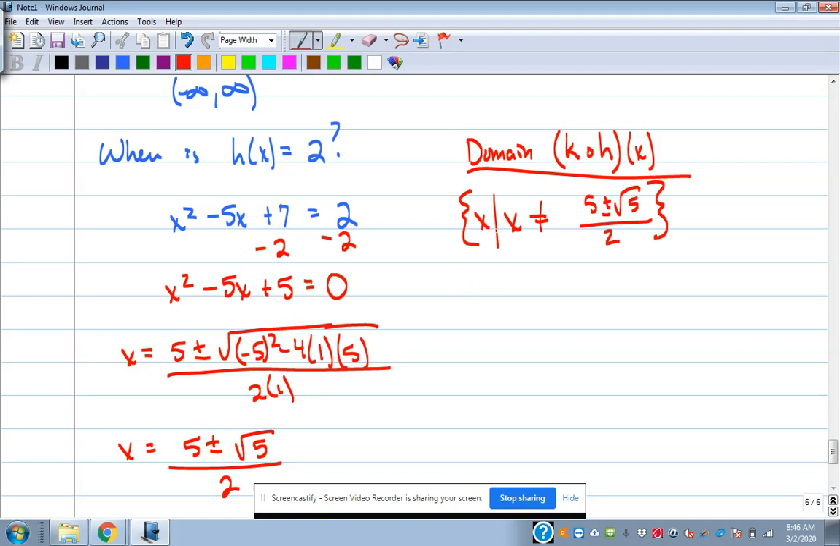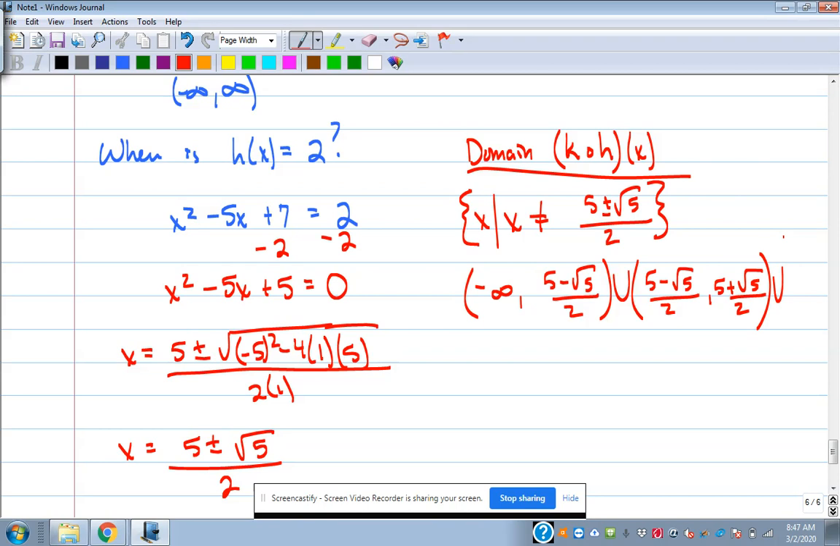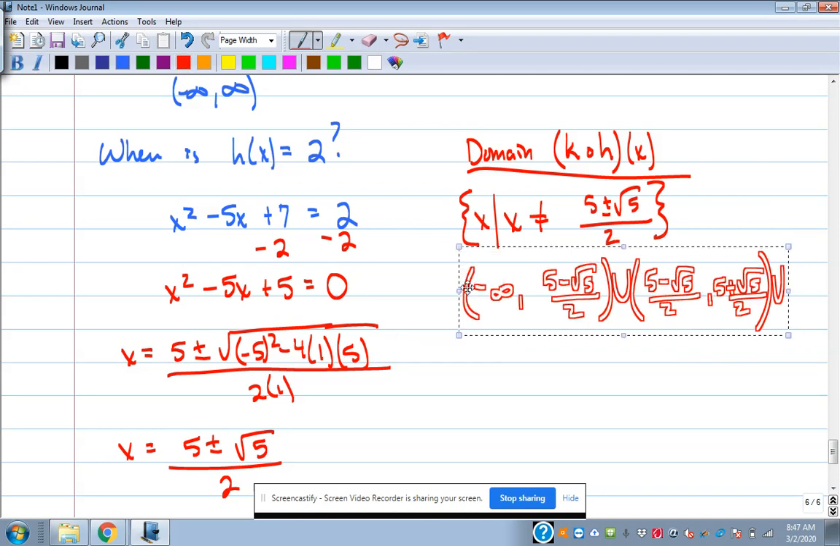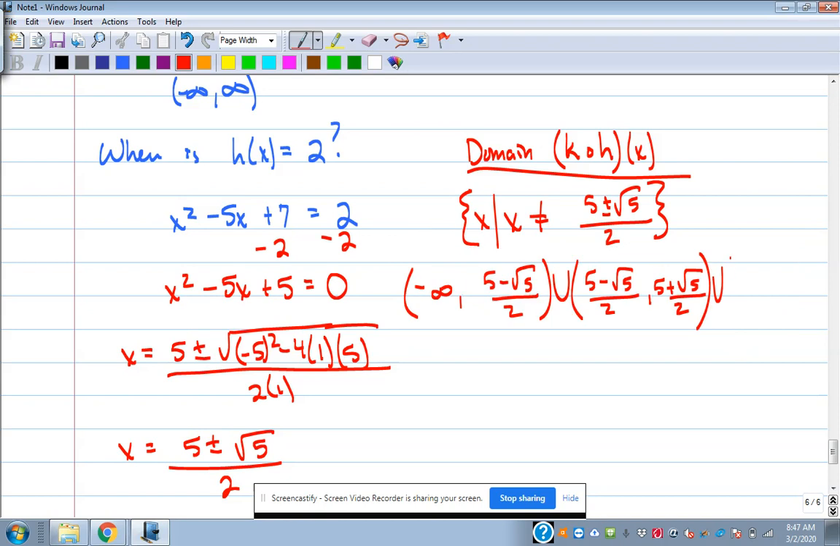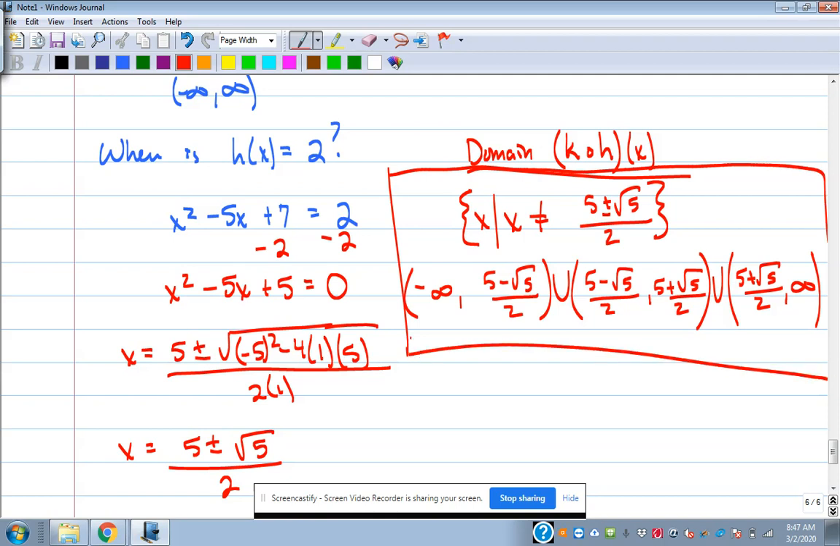Interval notation for that. 5 minus the square root of 5 over 2 is going to be the smaller one. So that'd be negative infinity to 5 minus the square root of 5 over 2, union 5 minus the square root of 5 over 2 to 5 plus the square root of 5 over 2, union, I can give myself enough room to write like a kindergartner here, 5 plus the square root of 5 over 2 to infinity. There's the domain.